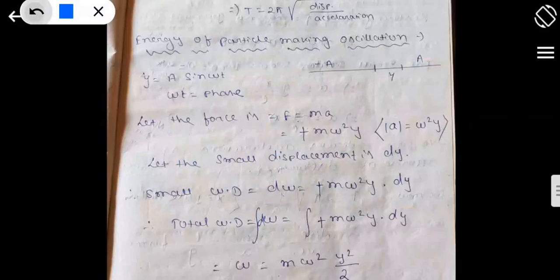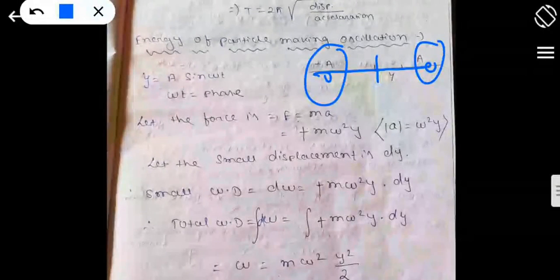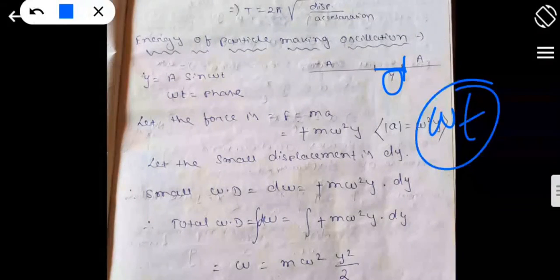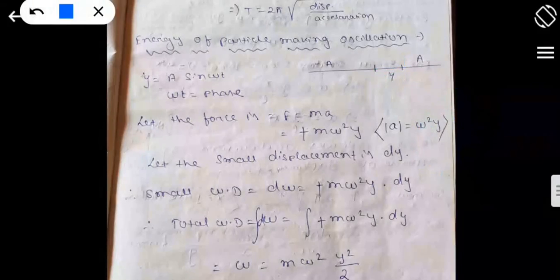Previously, what data do we have here? Suppose this is the pendulum at the mean position. These are the two extreme points, one is minus a, another one is a. This is the 0th position. Now let's say the pendulum is displaced up to point y, by making an angle omega t. So the yth displacement, a very small displacement, is there, so we are doing a very small work done. A very small work done is represented as dw.